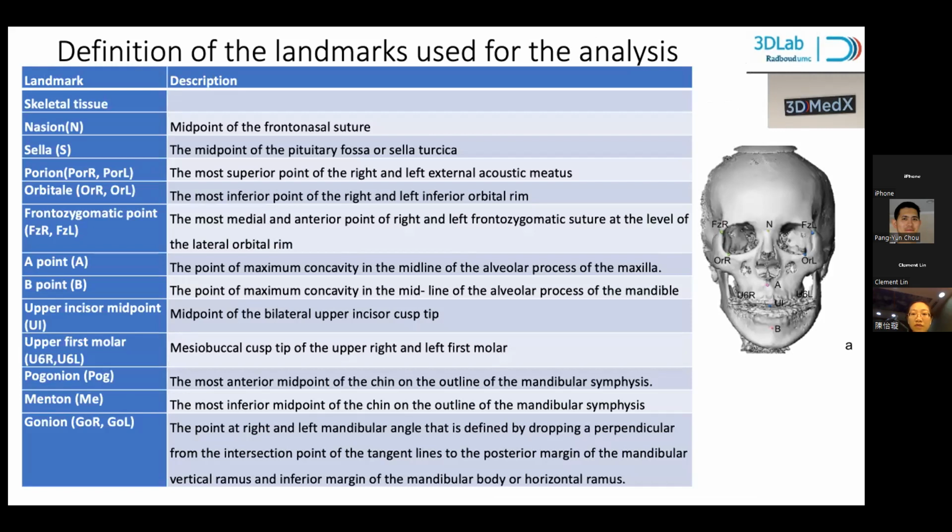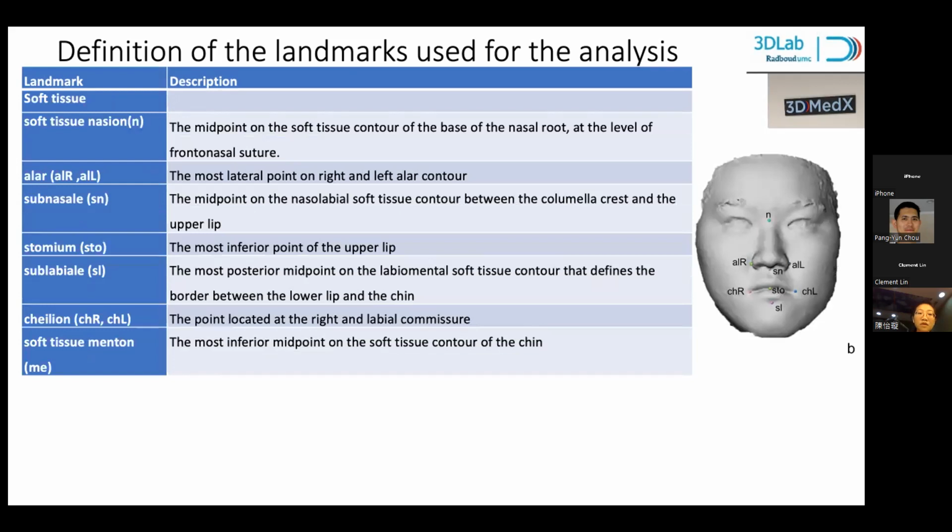This is the definition of the landmarks of our analysis. First are the skeletal landmarks. We will mark the nasion, sella, porion, orbitale, frontozygomatic point, A point, B point, upper incisor midpoint, upper first molar, bilateral upper first molar point, pogonion, menton, and gonion. Then we will proceed to the soft tissue landmarks, including soft tissue nasion, alar, subnasale, stomion, sublabiale, cheilion, and soft tissue menton.